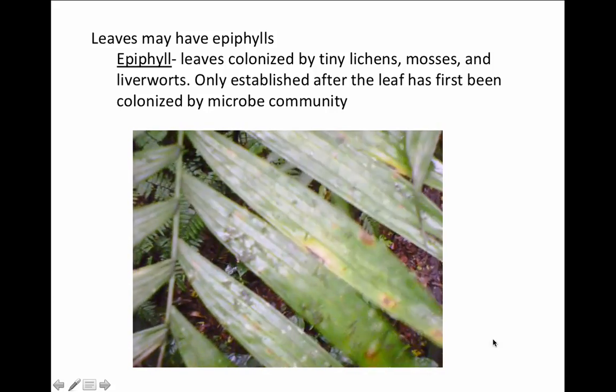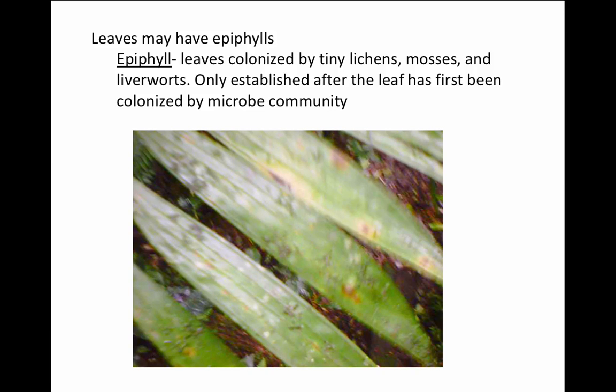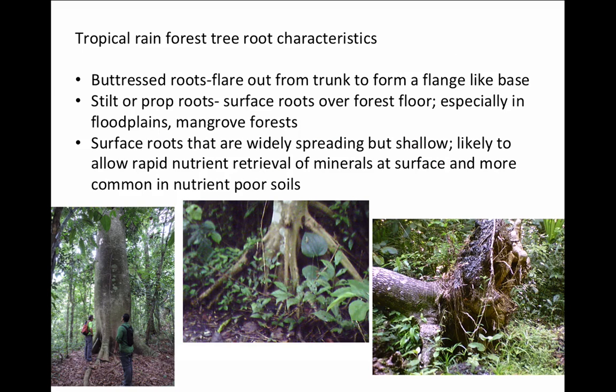Another characteristic as we talk about leaves, we have to mention that some leaves have plants growing on them. Those are called epiphylls, which are plants that grow on plants. That would be things like little tiny lichens and mosses and liverworts. And they get established after a microbial community has started growing on the leaf, and then it can go through succession itself to have plants. And the advantage, of course, would be that it brings them that much closer to sunlight.